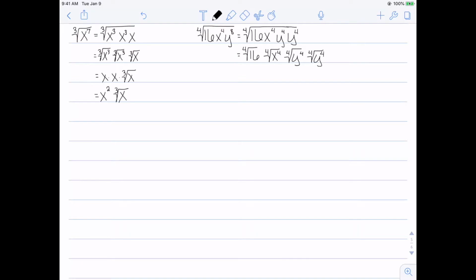I can then break this up over multiplication. I have the fourth root of 16 times the fourth root of x to the fourth times the fourth root of y to the fourth times the fourth root of y to the fourth. Since 2 to the fourth power is equal to 16, the fourth root of 16 is equal to 2. And then we can remember that powers and roots are going to cancel each other out. So the fourth root of x to the fourth is just x, and the fourth root of y to the fourth is just y. That leaves me with 2 times x times y, or 2xy squared.